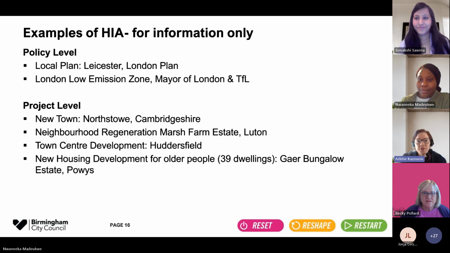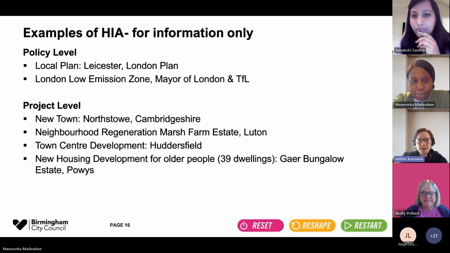We're now going to very briefly explore five real-world examples of how HIA has been applied to create healthier environments and improve health outcomes. I won't go through every example on this slide, but I've listed them to demonstrate the wide range of policies and projects where HIA has made an impact. I've also included links for anyone interested in exploring these examples further.